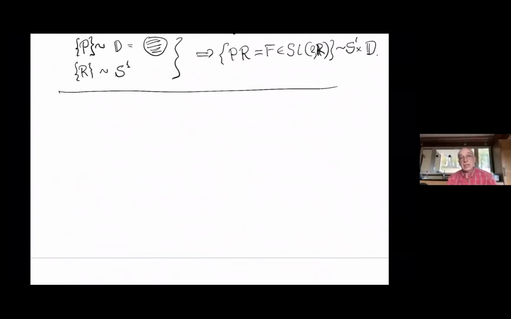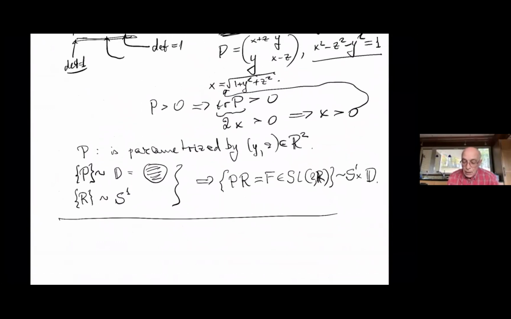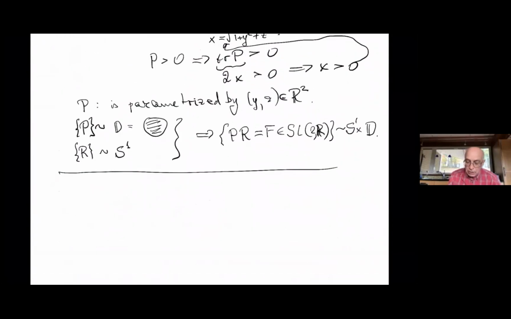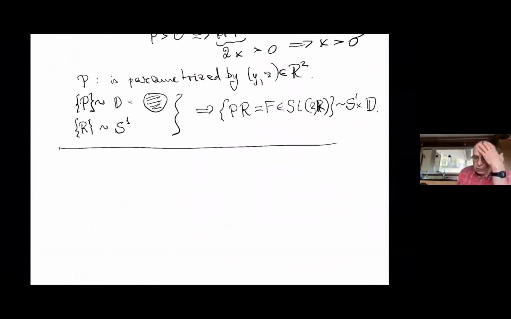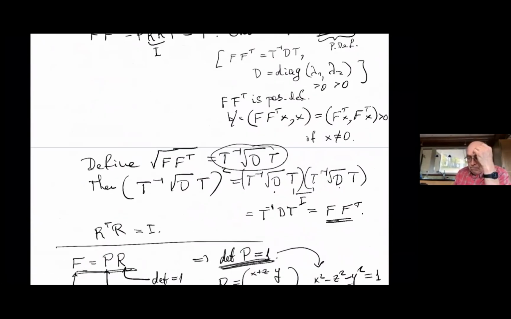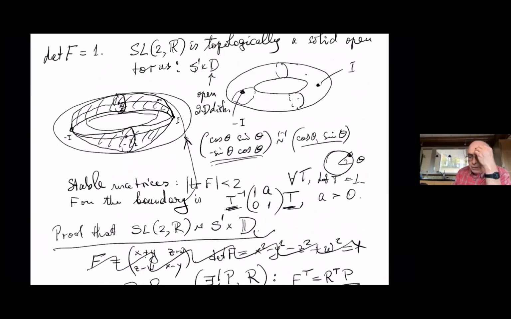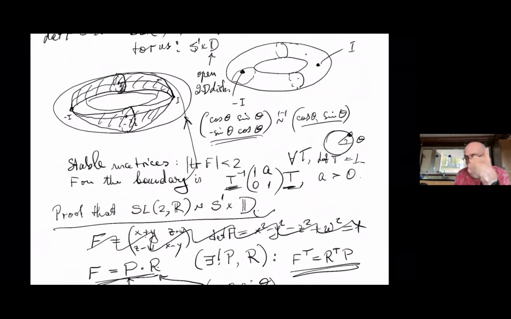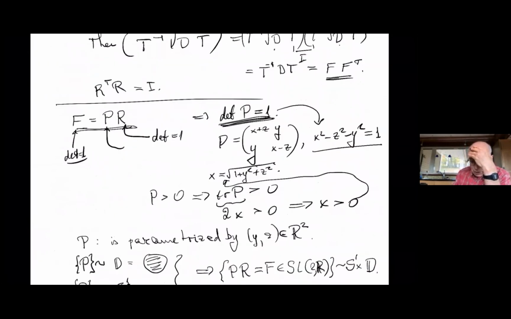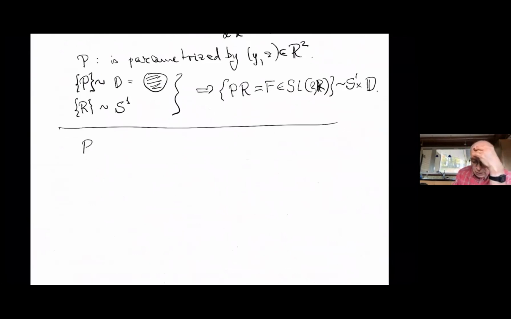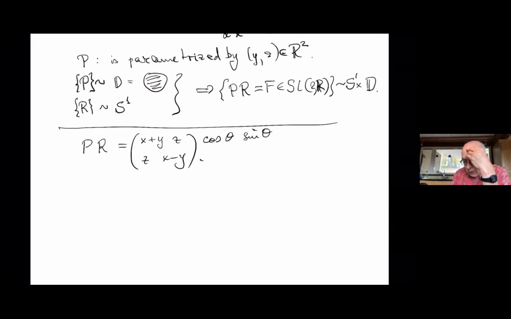Okay, so how does this stable set sit in this? So this is a simple exercise to show that the set of elliptic matrices looks like this. In other words, if you look at the matrices of the form P times R, which is X plus Y, Z, Z, X minus Y, times cosine, sine, minus sine, cosine.